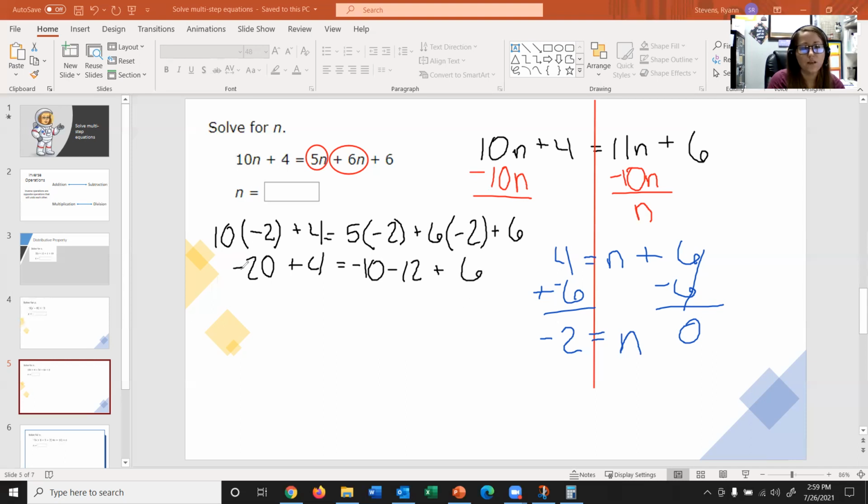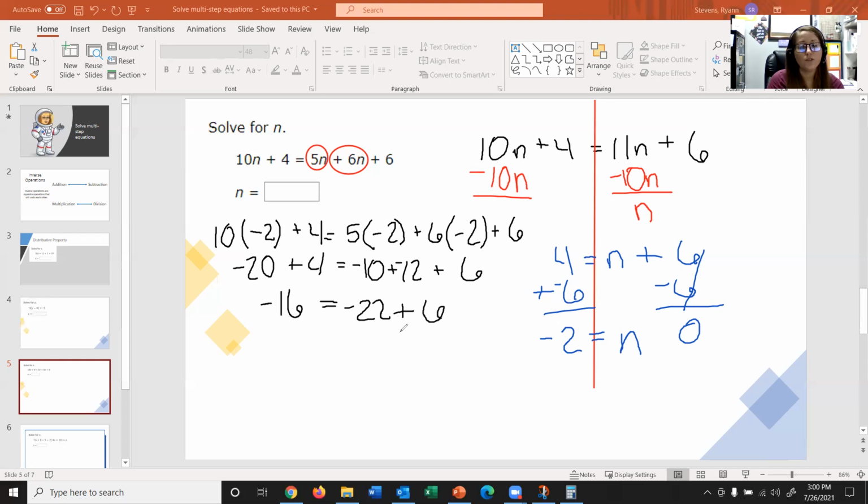Okay, so I've got a -20 plus 4 is going to give us a -16. -10 plus a -12 is going to give us a -22 because we are adding two numbers that have the same sign. Okay, we added the opposite. 10 plus 12 is 22. Keep the negative sign. And then we bring down the 6.